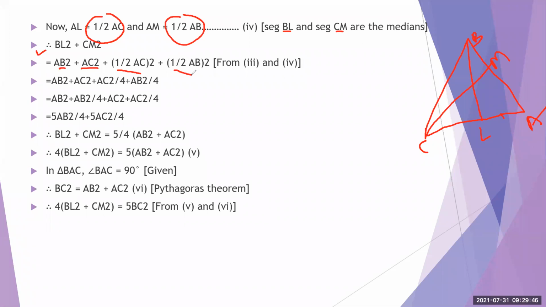Equation 3 was your BL square plus CM square is equal to AB square plus AC square plus AL square plus AM square. So what have we done? Instead of AL and AM, we have put this value, half of AC and half of AB, and bracket square as it is. Now simply solve this, we will get our required answer. AB square, AC square as it is. Now this is 1/2 times of AC square, so this AC square as it is upon 2 square. So square of 2 is 4, so upon 4. Then again this AB square as it is upon 1 by 2 square, that is upon 2 square.